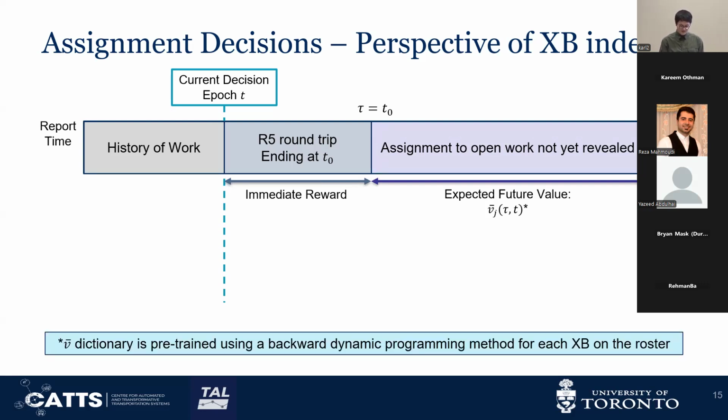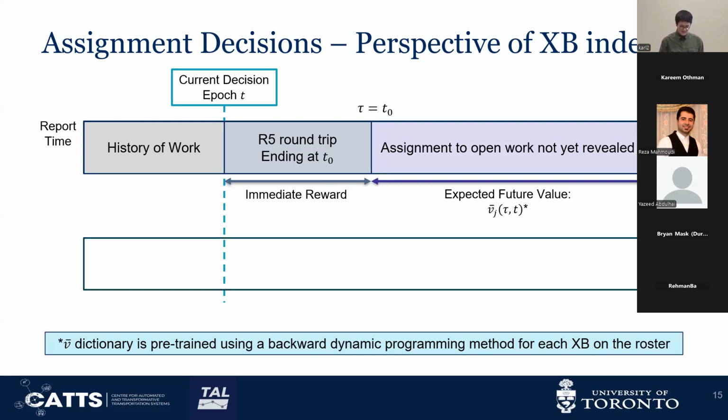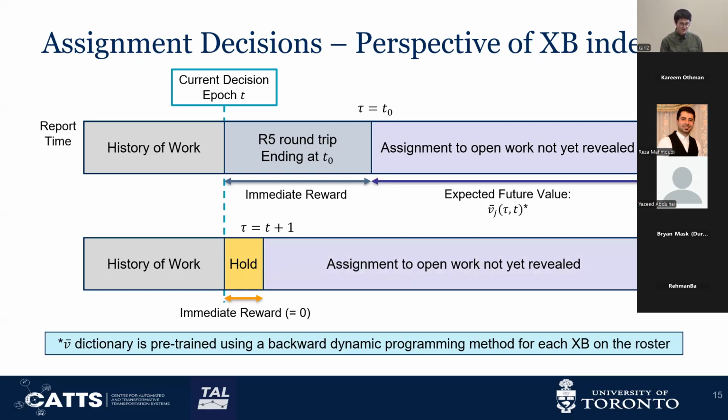So this future value is pre-trained using a backward dynamic programming method. In the interest of time, I'm not going to go into the details for that. And of course, another possible decision is just to hold this driver. So that has no immediate reward, but they become available at an earlier time. So that means their future reward is going to be higher from this action.